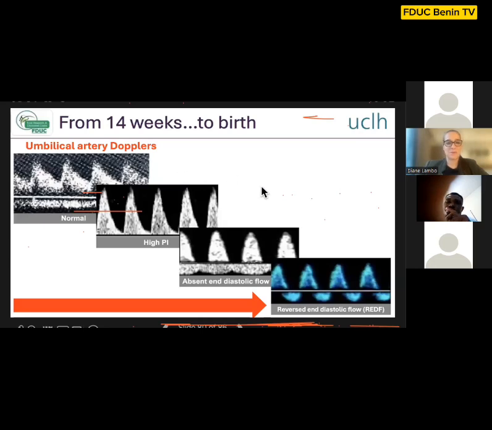Now, the progression in these Dopplers tends to be fairly predictable. In a woman that doesn't have preeclampsia or any other significant hypertensive conditions like chronic hypertension, generally speaking, from the point at which you have high resistance to the point where you get reversed flow, you've got about 5 to 6 weeks of that pregnancy left. And that tends to be much more accelerated in the context of women who have preeclampsia.